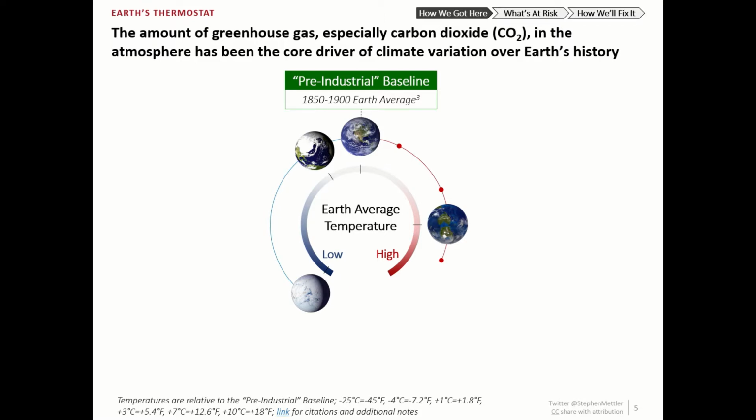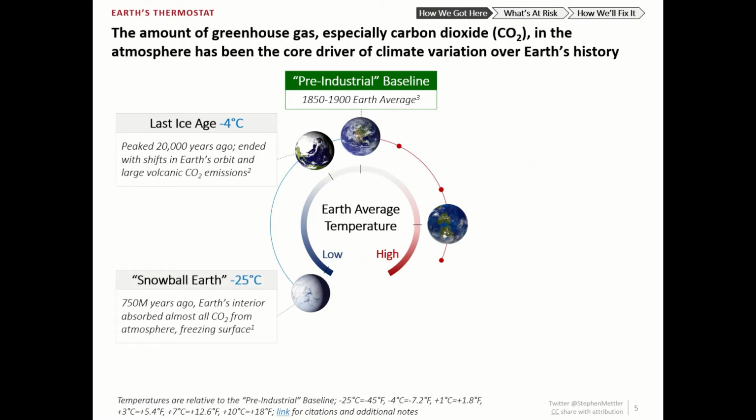So if we take the pre-industrial average temperature as our baseline, let's look first at times when Earth has been colder than that. The most recent one was the last ice age, when much lower carbon dioxide resulted in the planet being about 4 degrees Celsius colder on average. There are many trends that helped end the ice age, but one of them was large-scale emissions of carbon dioxide. There's been even more extreme cases.